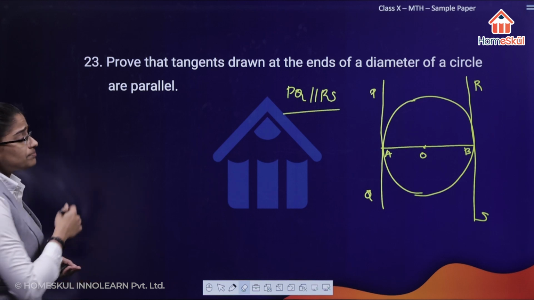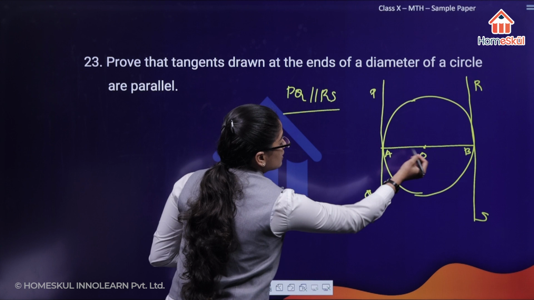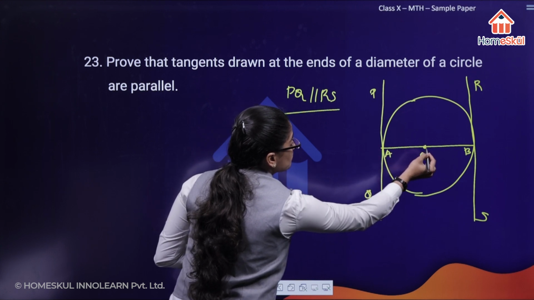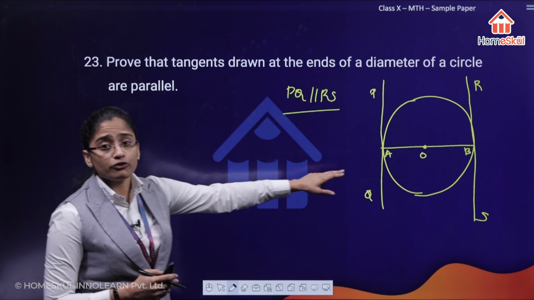Okay, so let's start. Here we already know that the angle made by any tangent is perpendicular to the radius at the point of contact, isn't it?